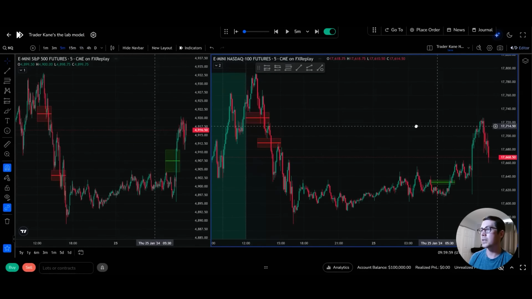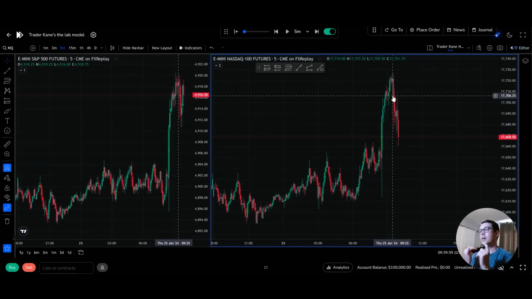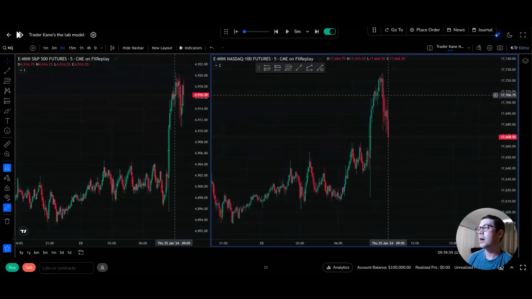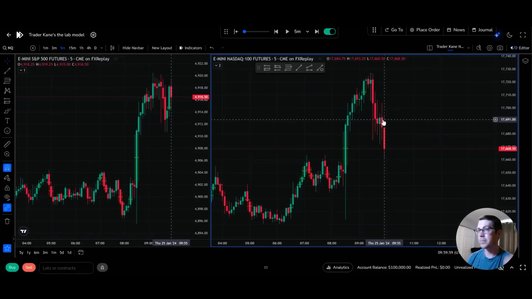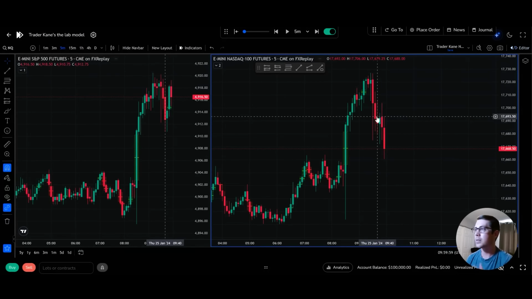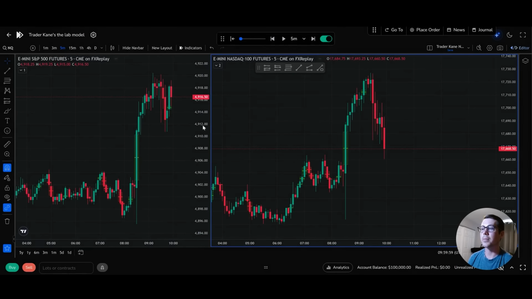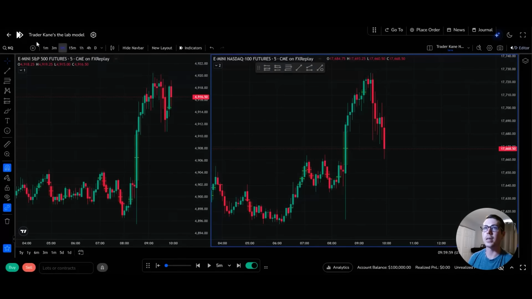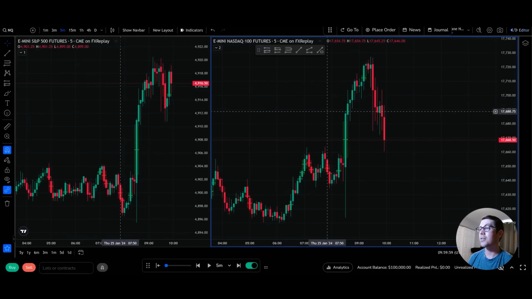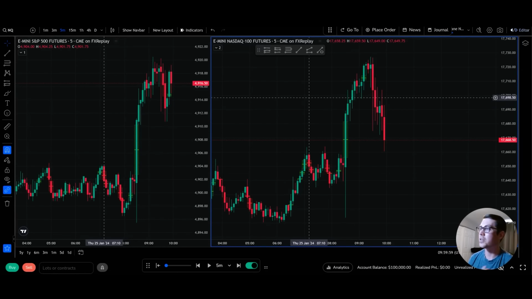Coming into this session, we want to see two things: SMT divergence and inverse fair value gap. So between ES and NQ, I'm looking for one of them to make a new high and the other doesn't. And then at that point, I'll make sure we have the inversion as well. You can play around with whatever time frame you want. Again, this is where a little bit of discretion comes into play for this model, in terms of what time frame you prefer to use.